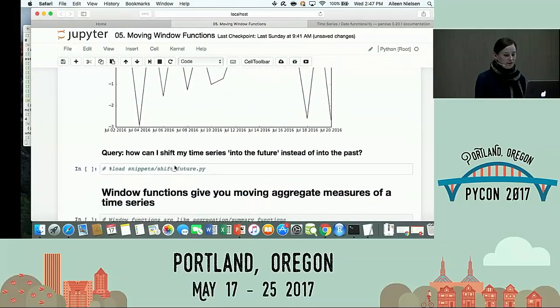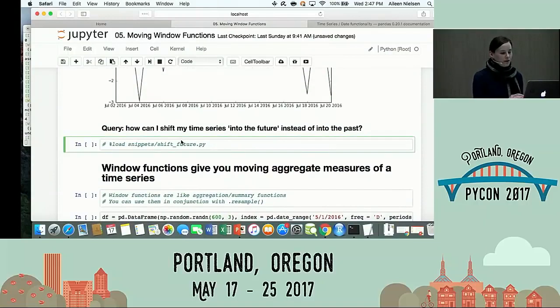Okay, so Pandas does it for you. Quick question: how do I shift my time series into the future instead of into the past? Just go ahead and type it out for yourself.